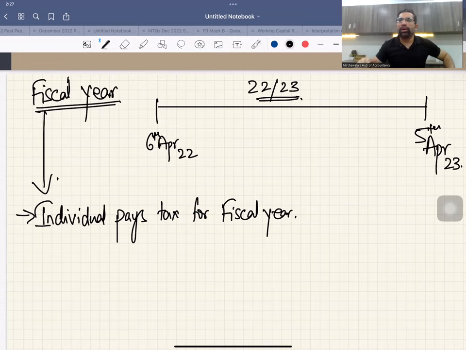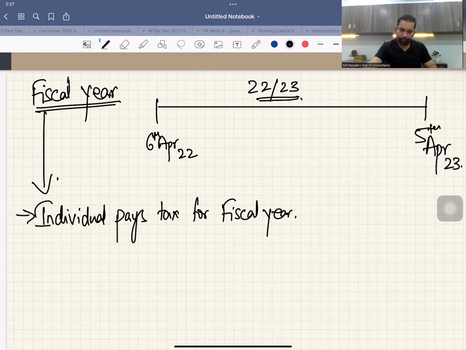So I repeat, what is fiscal year? Fiscal year is a time period for which an individual pays tax to government. As we are studying UK tax, in UK, fiscal year starts on 6th April and ends on 5th April. And the fiscal year which we are studying is 22-23.